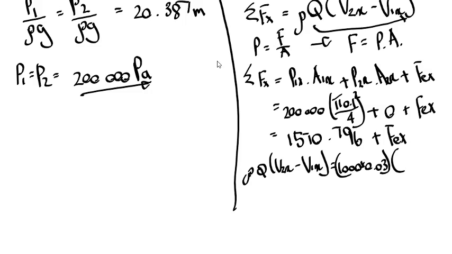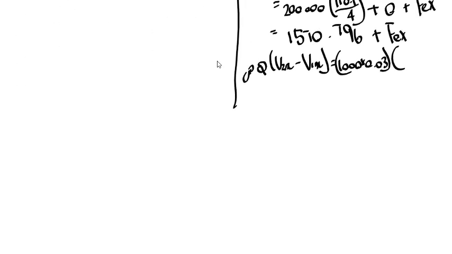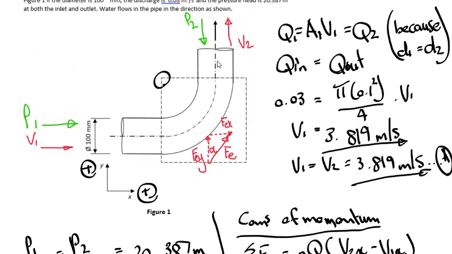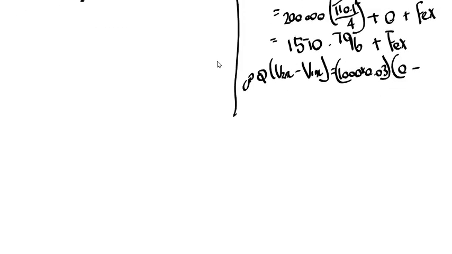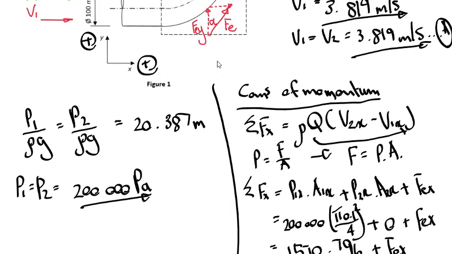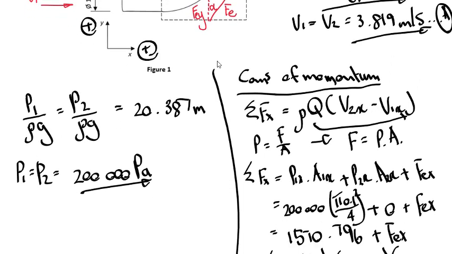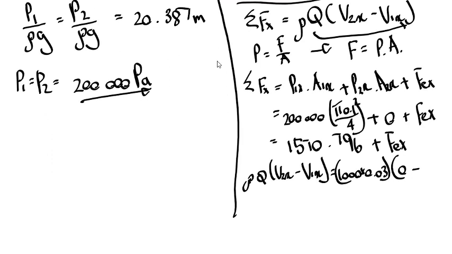V2X. So remember V2X, if we go back to the figure, is there any velocity in the x direction? No. So we can say that is 0 then. Minus V1X, we know for a fact that is a velocity, and we know it is equal to 3.819.